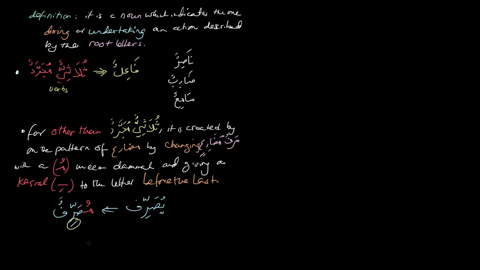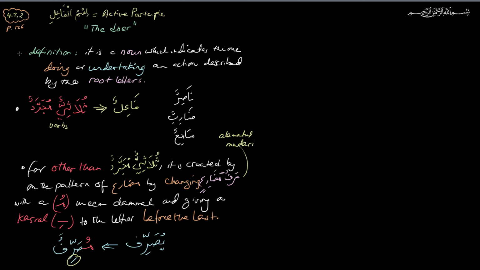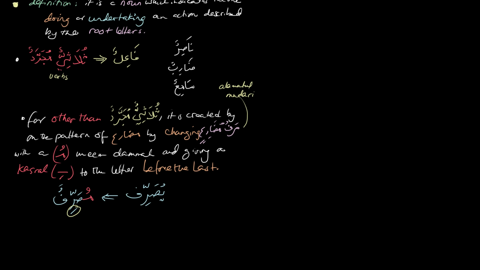sometimes it's not. So you take the alamat al-mudari, the sign of the mudari or harf al-mudari, and you drop that and change it to a meem with a dhamma, and make sure there is a kasra on the second to the last letter. Okay, so that's how you do it. All right, so we talked about the definition, and we talked about how to create ism al-fa'il from the root letters.